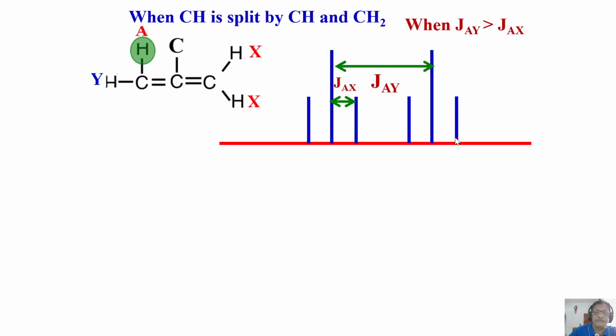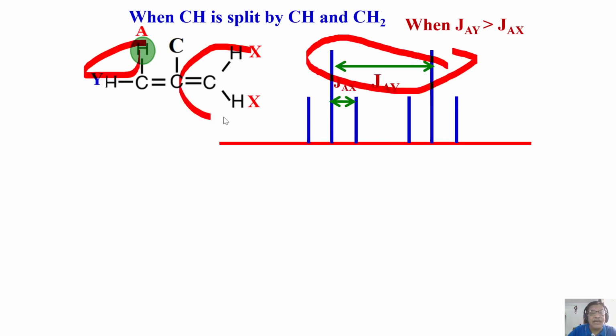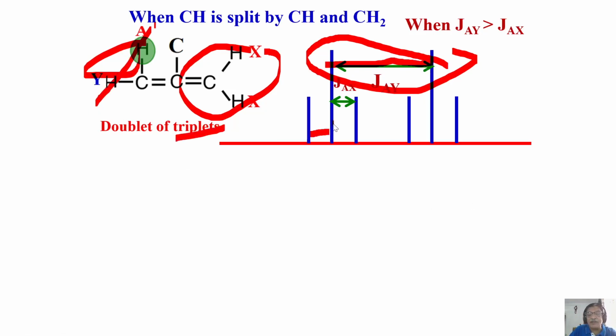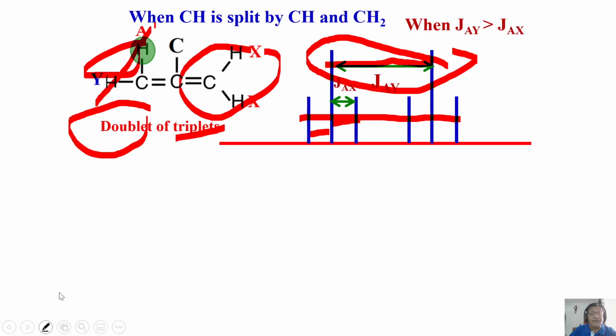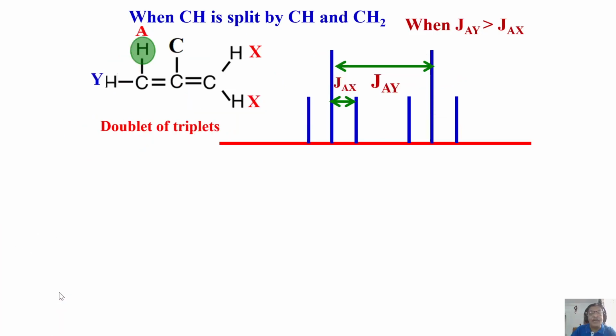There is a way to name it. Which is the largest strength here? JAY is larger than JAX. What do you call this? It is called a doublet of triplets. First, you have to say the largest coupling. The largest coupling is a doublet, and each line of the doublet becomes a triplet. What is the triplet separation? The triplet coupling is small, so the smaller coupling comes second. The largest coupling comes first, so you should call it a doublet of triplets. That is the nomenclature. Don't forget that. You have to use the nomenclature. It is a doublet of a triplet.